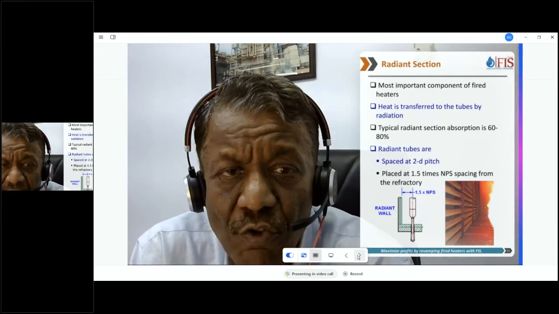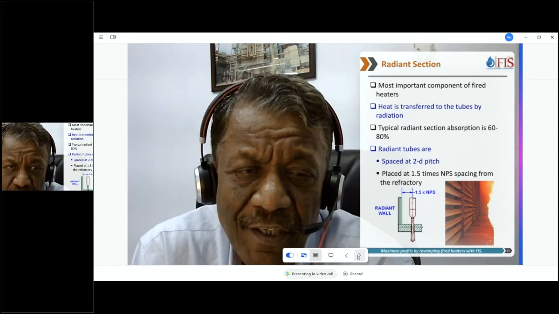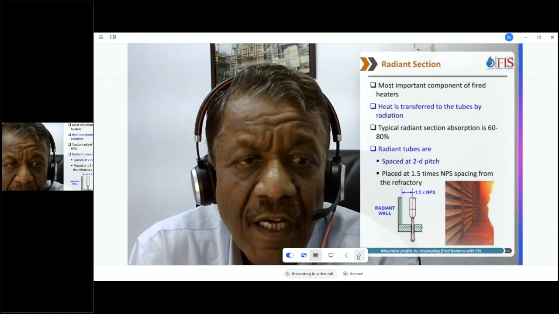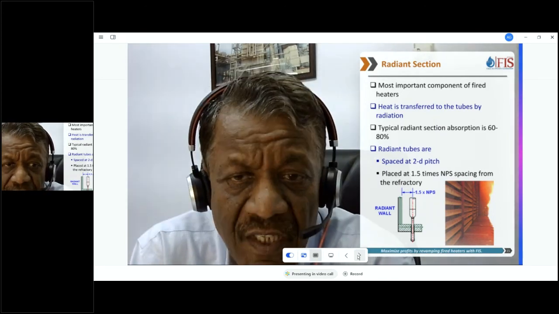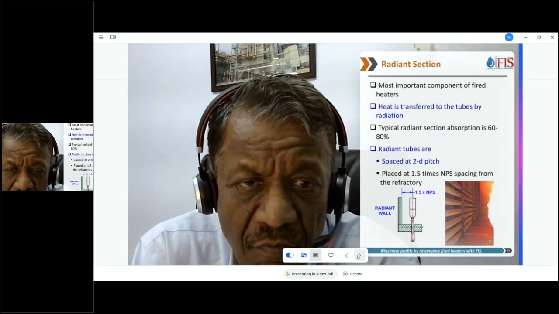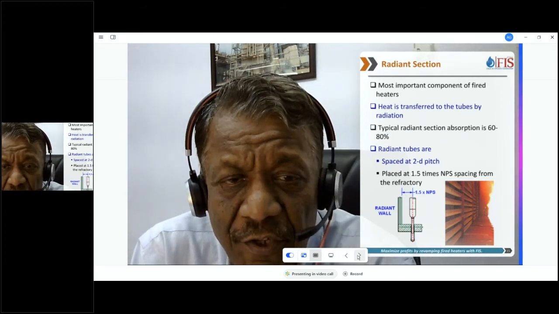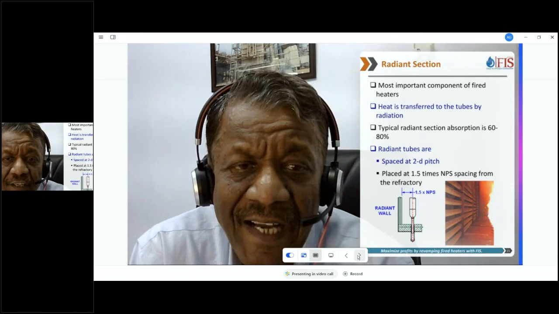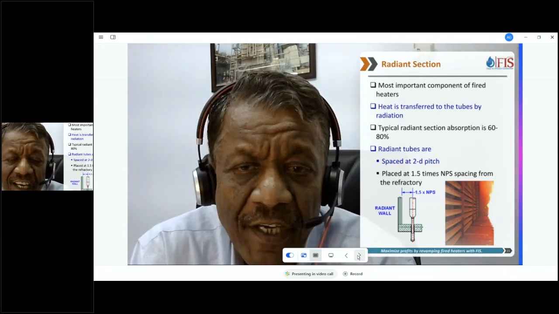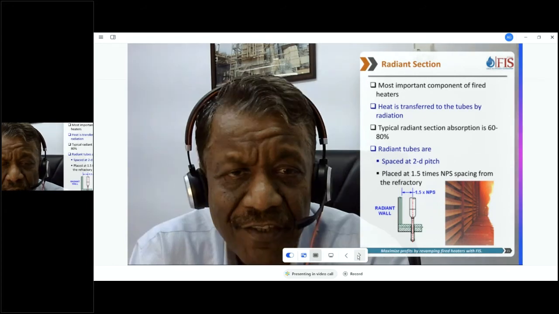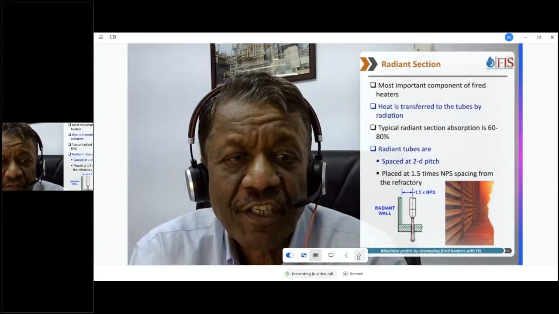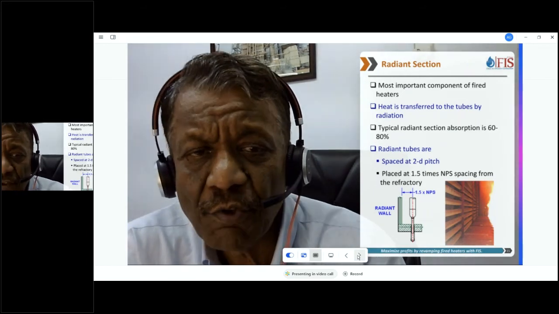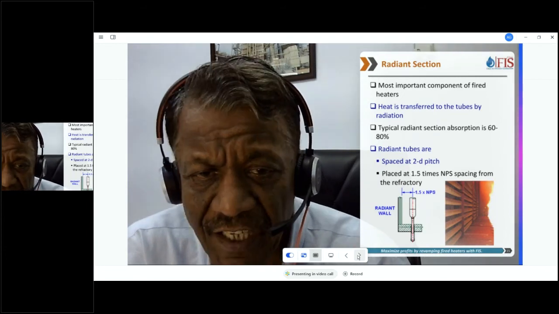Radiant tubes are generally spaced at 2 diameter pitch, and they are placed at about 1.5 NPS spacing from the refractory. The reason for this is that what we are processing is hydrocarbon fluids, and to get better heat transfer, we want the back of the tube, or the backside fluid, to be heated as well. So that is why we place these tubes away from the refractory, so that we can get good heat transfer in the back. And if you read a few of the literature references we have, you will understand it very clearly.